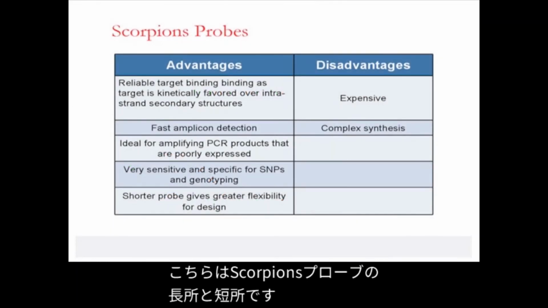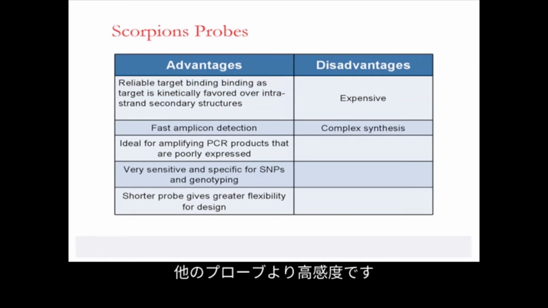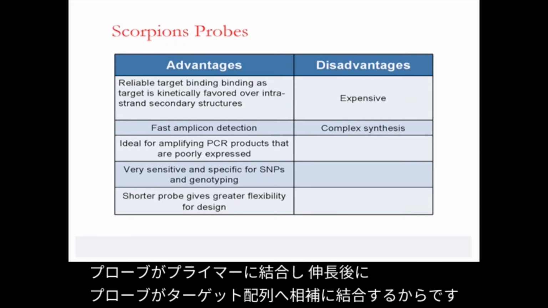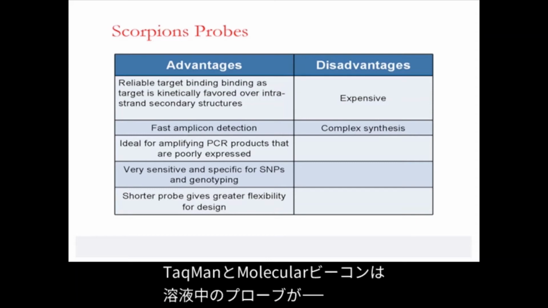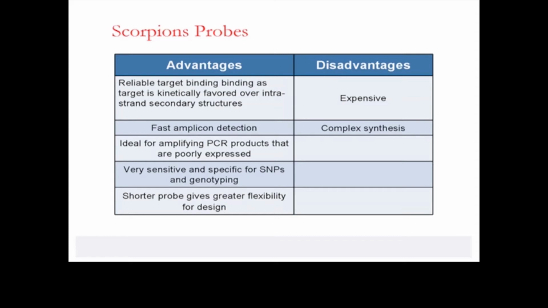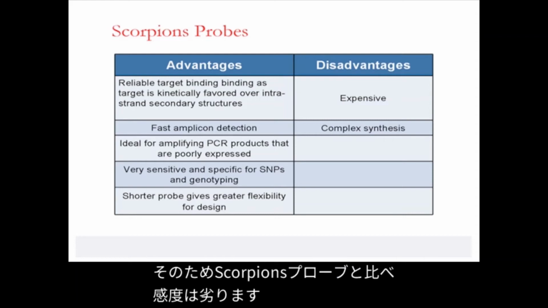Here are some advantages and also a few disadvantages of using Scorpion probes. Scorpions are more sensitive than other probes, as the probe is attached to the primer, guaranteeing that after extension, the probe will bind to the target. TaqMan and molecular beacons rely on the probes in the solution to find their way to the target and bind. Hence, they are less sensitive compared to Scorpion probes.